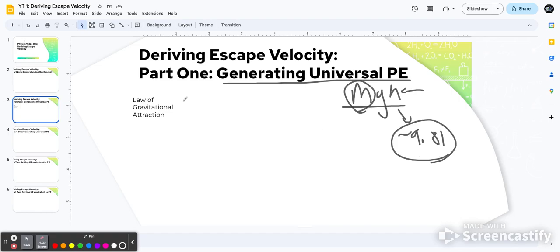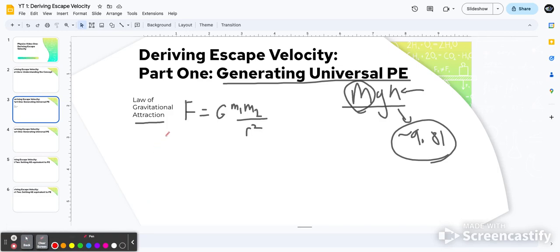So we need to use the law of gravitational attraction as created by Newton, which states the force is equivalent to G, the universal gravitational constant, around 6 times 10 to the power -11, times the mass of the first body times the mass of the second body, over the distance between the two bodies squared. This is the law of universal gravitational attraction. You need to understand this in order to derive potential energy from this equation.